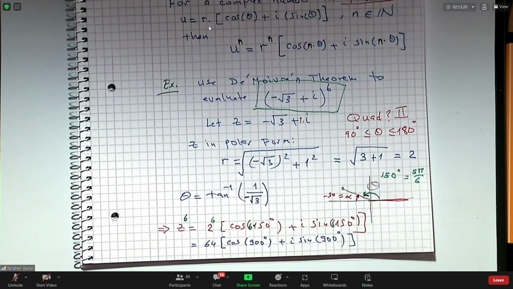Now I still want some volunteer here, or maybe here, to draw this angle. What is this angle? 900. Theta equals 900. Any volunteer? You want to try it? Yes.